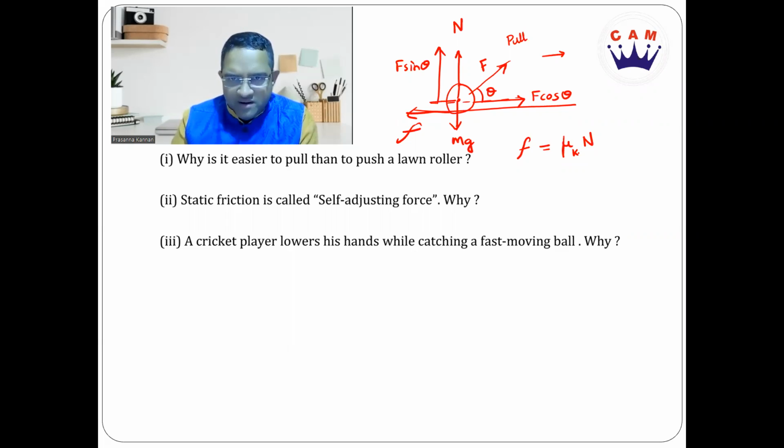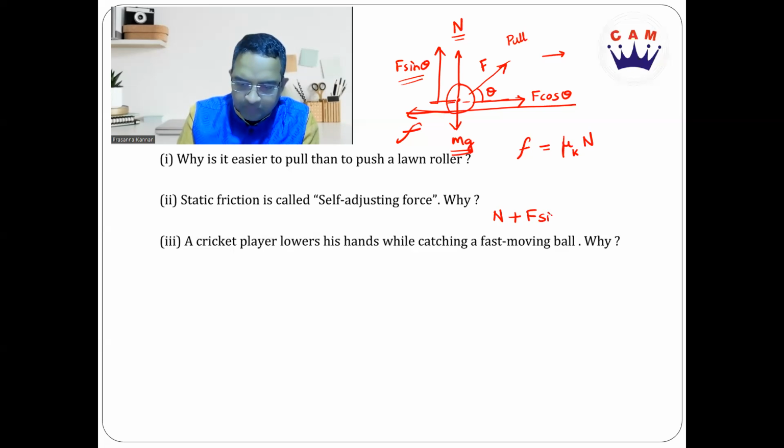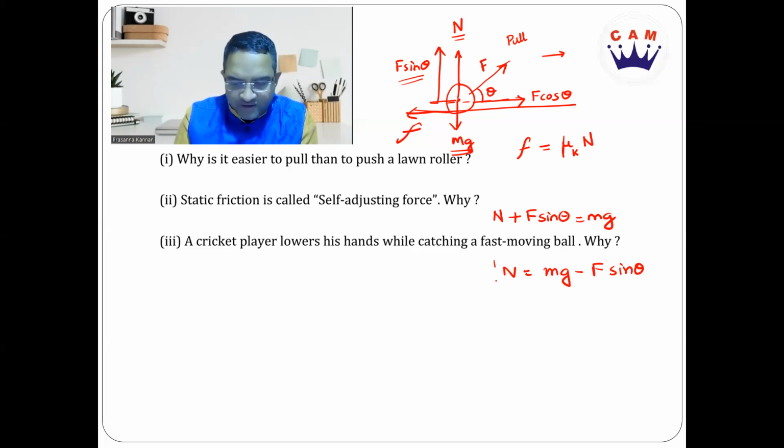Now, can you tell me what N is here? What are the upward forces? Normal reaction N and F sin theta, is it not? And what is the downward force? mg. And they both are perfectly balanced. That's why the roller is not having any vertical motion, yes or no? So N plus F sin theta equals mg. So what is N equal to? mg minus F sin theta, is it not?